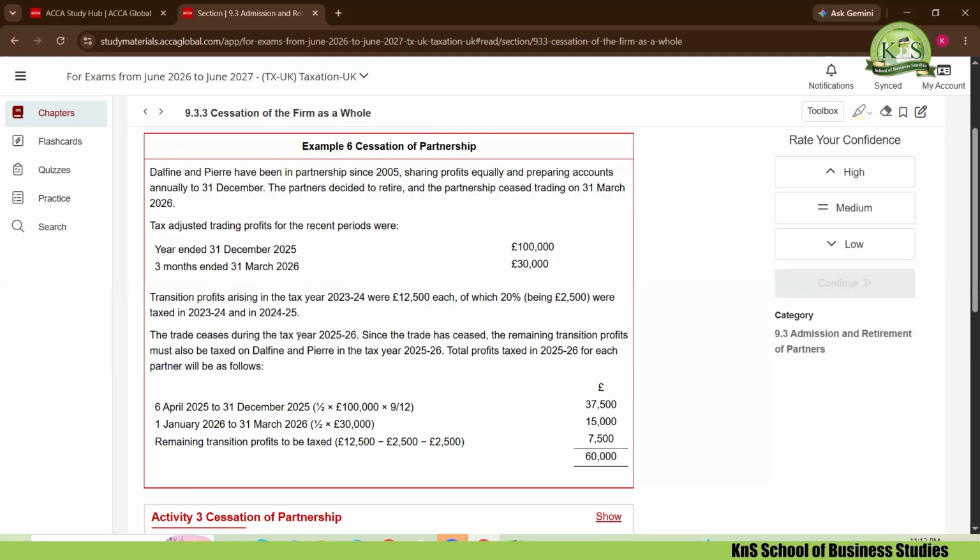Trade ceases during the tax year. Since the trade has ceased, the transition profits will be added back. They are going to get that back because they are profits. So 6th April to 31st December, our fiscal year, we will simply do 1 lakh. It used to be divided equally, 50-50 percent. So 9 months they have taken like this. Then 1st Jan to 31st March, they have taken it like this. And this is the remaining transition profits that has been given to you over here.